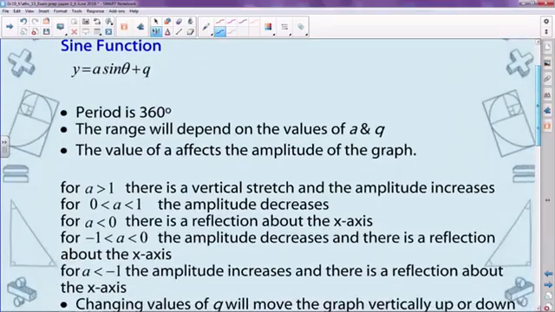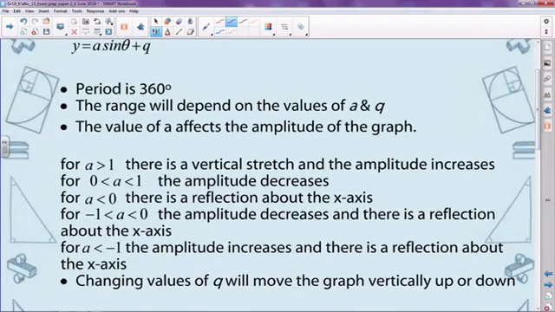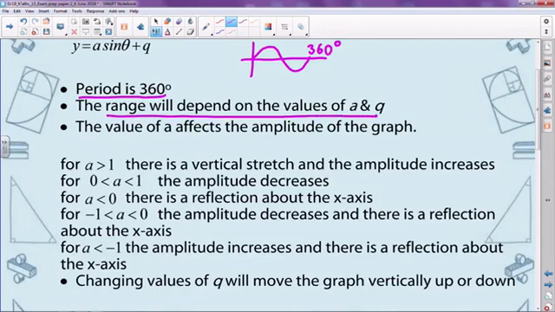So, as we said just now, the period is 360 degrees. So here's my sine function, and it goes all the way to 360 degrees. The range will depend on the values of A and Q, because we might decide to move the sine function up, and then it's going to go all the way to 2 and down to 0, meaning that our range is going to be between 0 and 2. So it does depend on those.